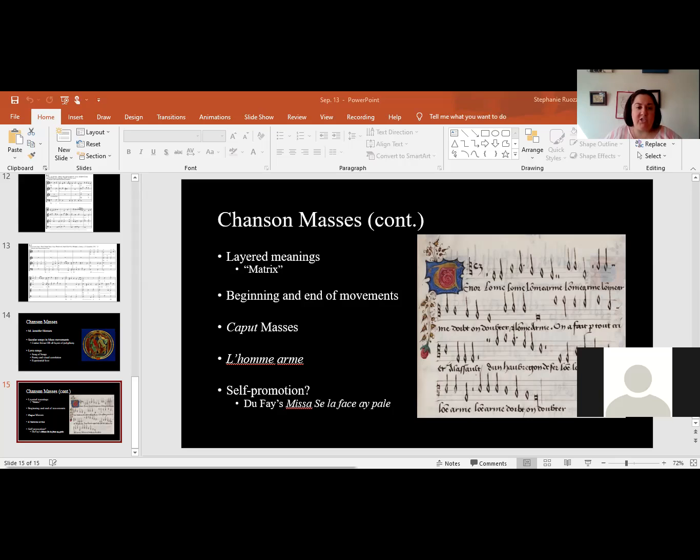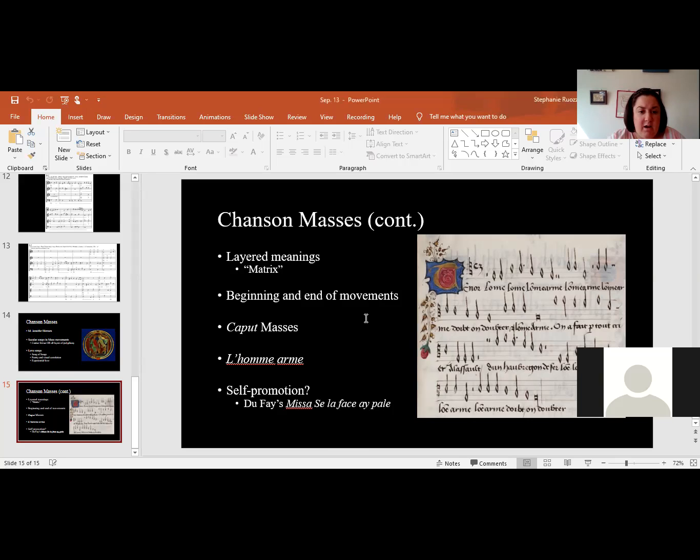And listeners could hear these chansons primarily at the beginning and end of each mass movement. That's because the polyphony would be least dense at the beginning and end. So the texture is sparse, the texture is thin. I'm just hearing that chanson melody. I'm just hearing the musical quotation. So at the beginning and end of each movement, it's kind of like a giant reminder about here's the meaning, here's the frame, the lens through which the composer wants us to look.